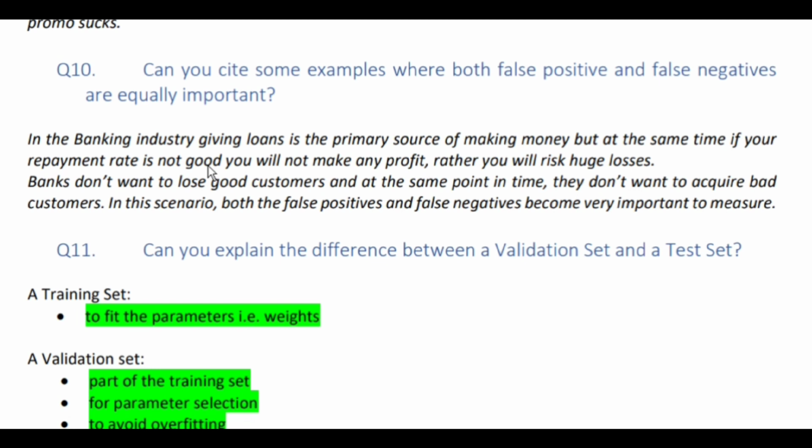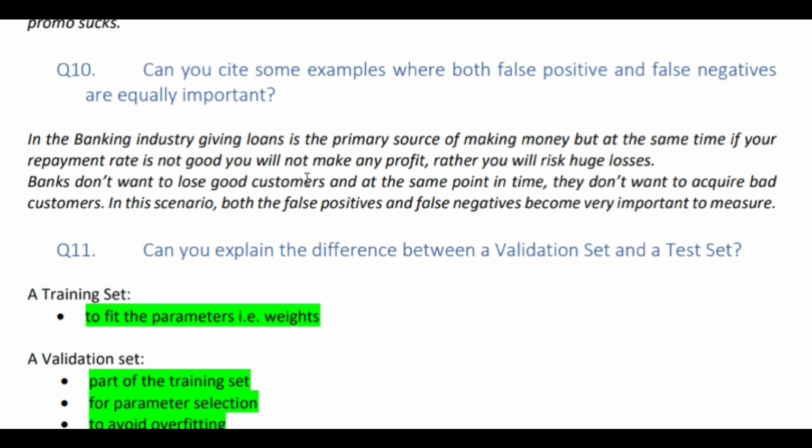Question number 10. Can you cite some examples where both false positives and false negatives are equally important? In the banking industry, giving loans is the primary source of making money, but at the same time, if your repayment rate is not good, you will not make any profit. Rather, you will risk huge losses.